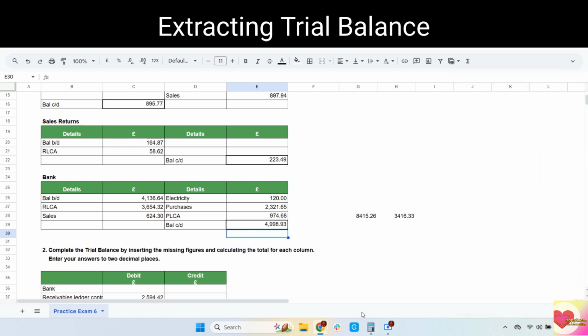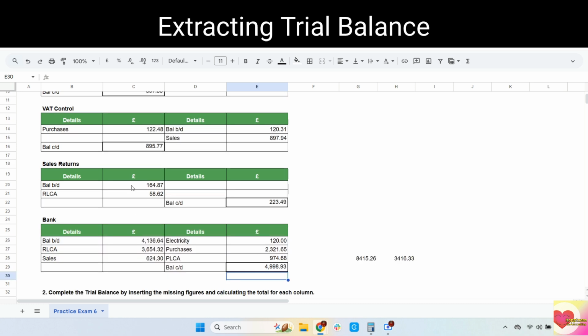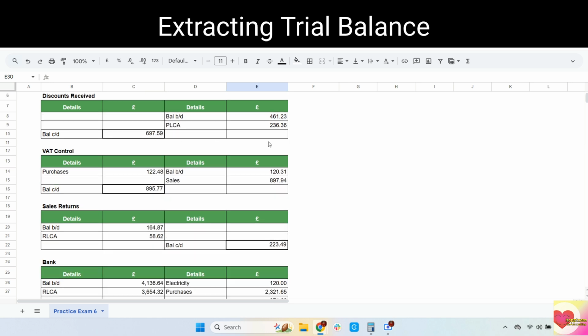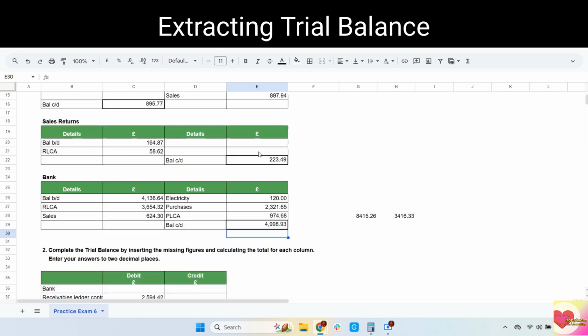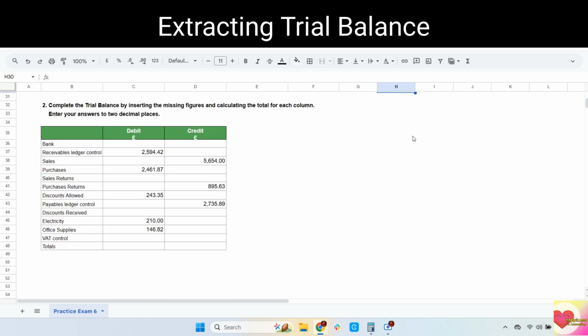Don't forget to double check if the total of the debit and credit are equal for each of these accounts before proceeding to the next question. Now let's move on to number 2. Complete the trial balance by inserting the missing figures and calculating the total for each column. Enter your answers to 2 decimal places.